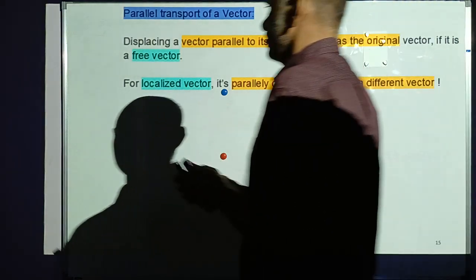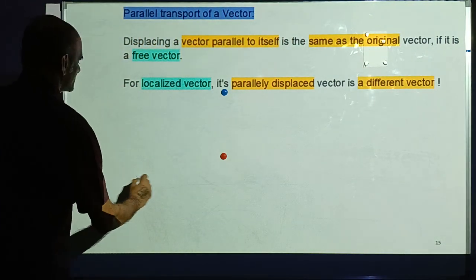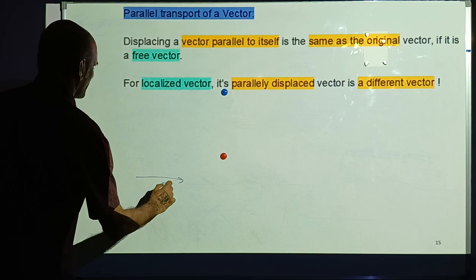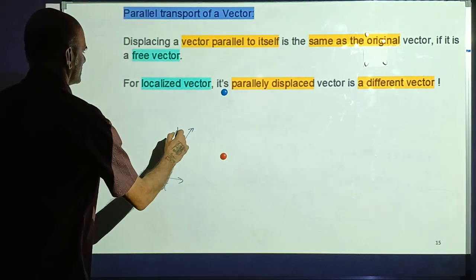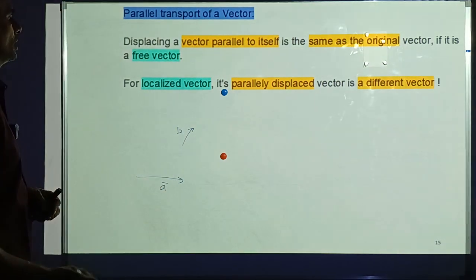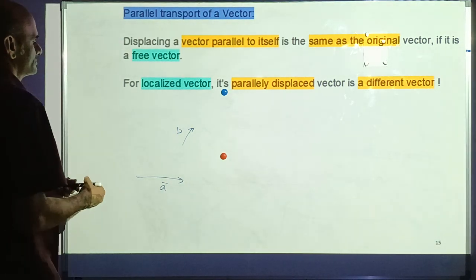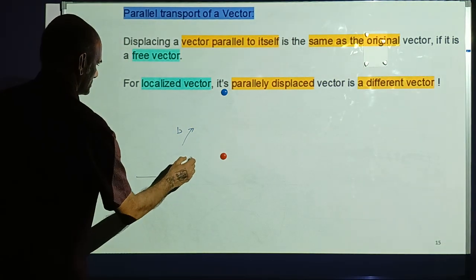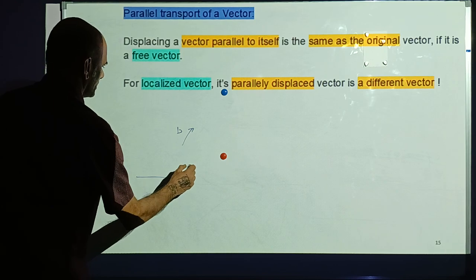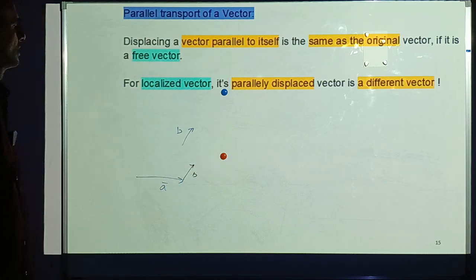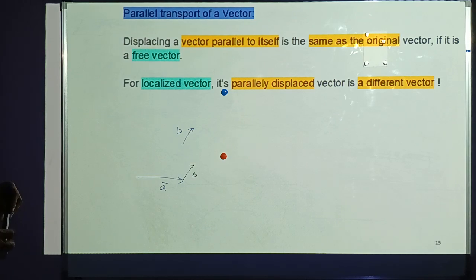Parallel transfer of a vector. As I said, for adding vectors, say this is vector A and this is vector B. To apply the triangle law, head and tail must touch each other. So I'm transporting this vector parallelly here. It should be parallel like this. Then I can add these two. So if I'm able to transport a vector parallelly without changing the effect, then it's called a free vector. But for certain vectors, the effect will be different when transferred.